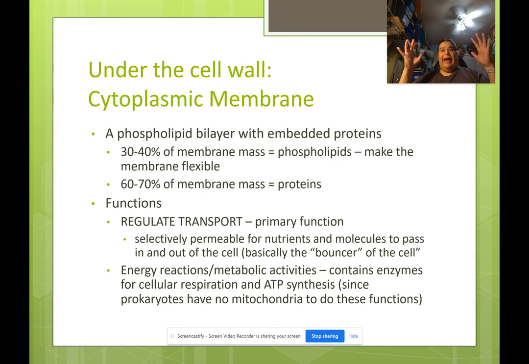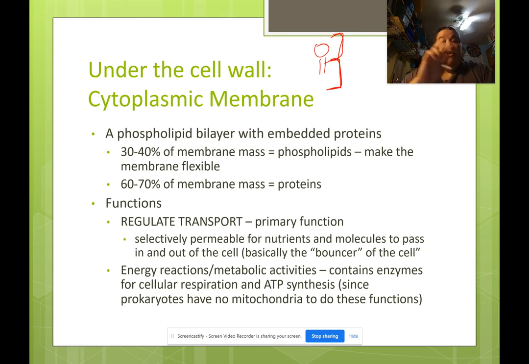So we had the appendages, sorry, the cell wall. We're coming in even more. Now we're talking about the cytoplasmic membrane. Our cytoplasmic membrane is a phospholipid bilayer. A phospholipid kind of looks like a little person with two legs. At the top, you've got what we call the head, and at the bottom, you have the two tails.